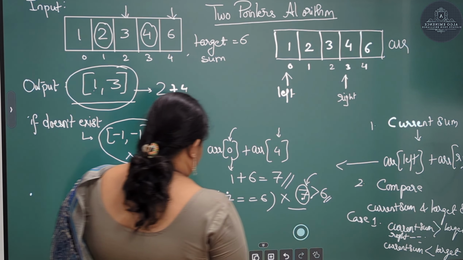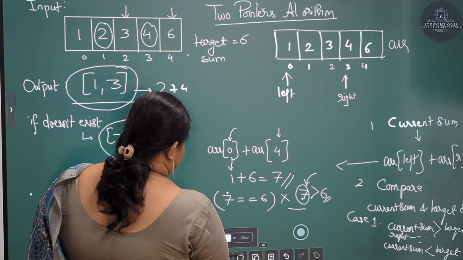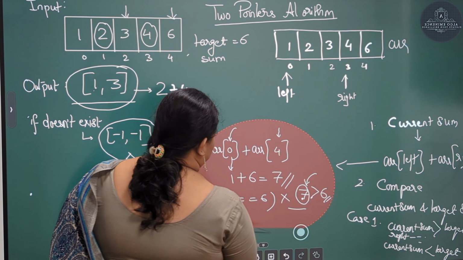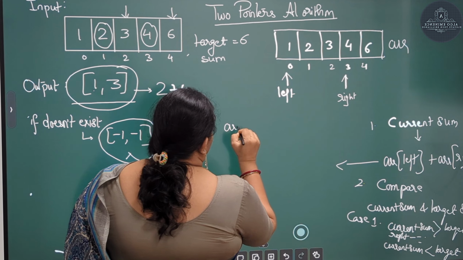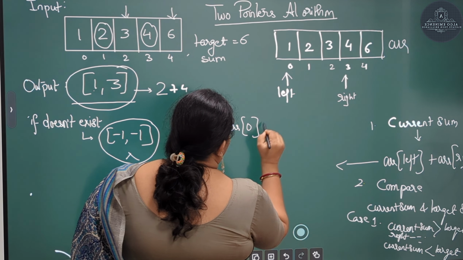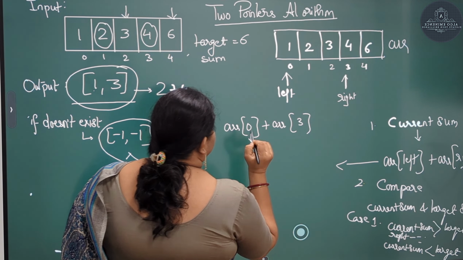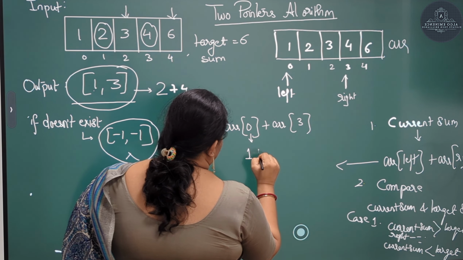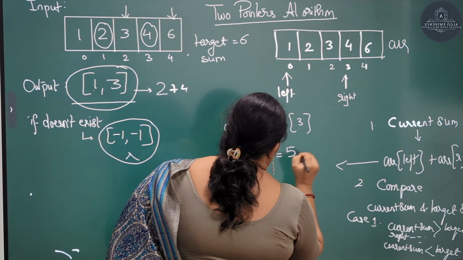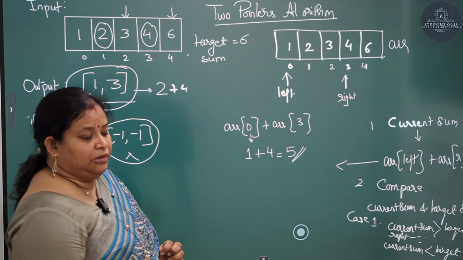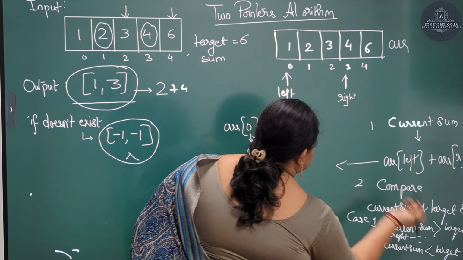So my right has been pointing here. Now what I do, again the same scenario takes place. Again you find out left is at 0, now right is at the third index. The value of this element is 1, whereas the element at the third location is 4. Now what I get is 5 as my current sum, which shows you the second case, that is, current sum is less than the target.